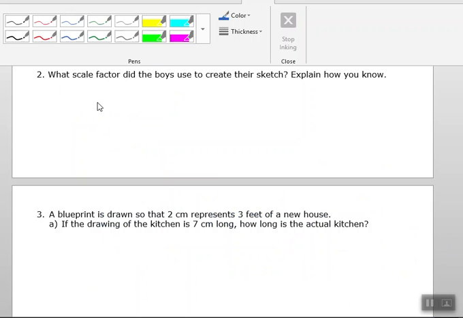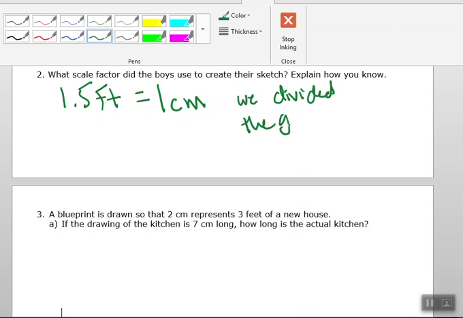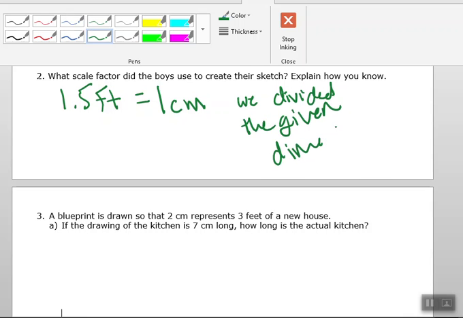Now, the second question we figured out already. What scale factor did the boys use to create their sketch, and explain how you know? So they used 1.5 feet is equal to 1 centimeter. Okay, and we know because we divide the given dimensions.